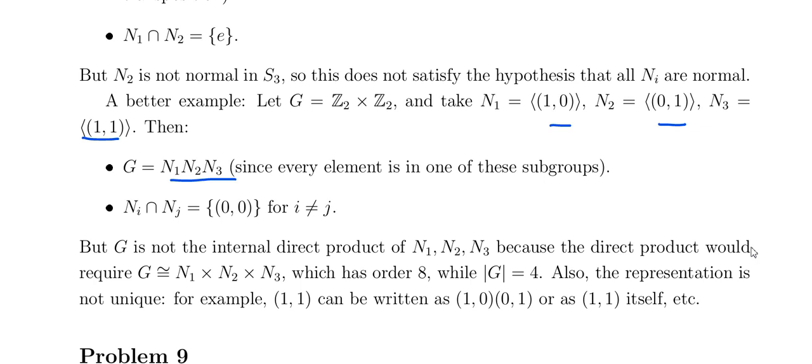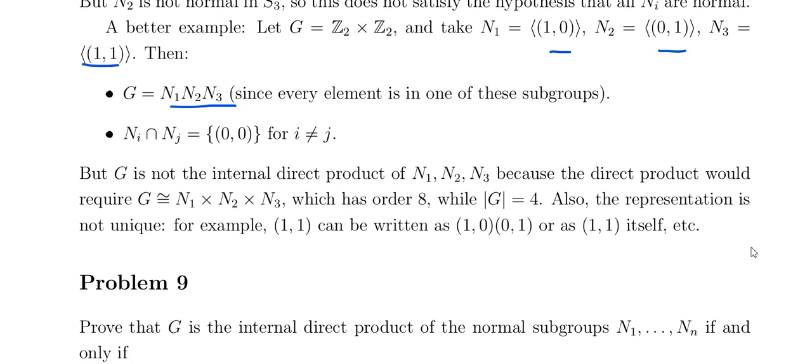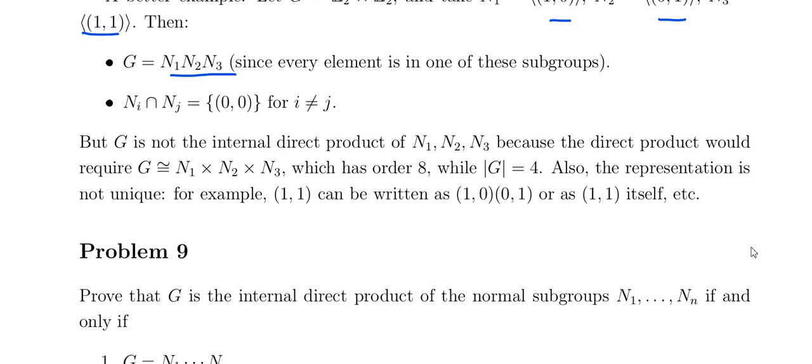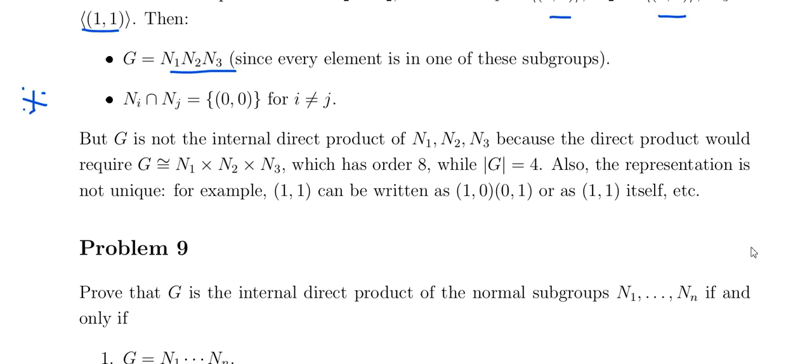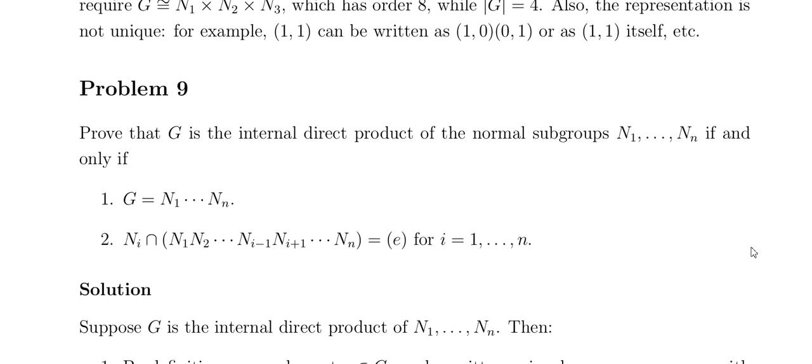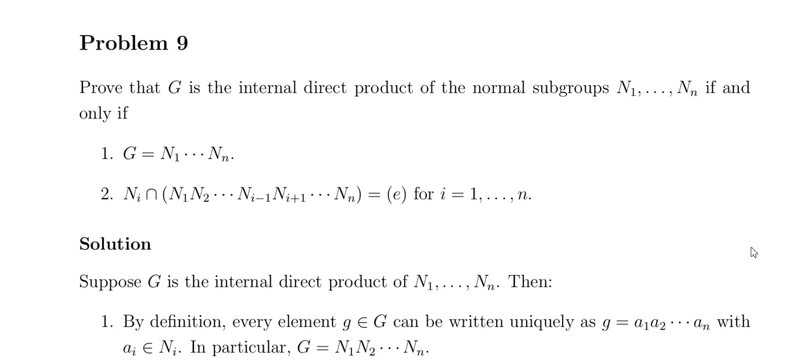Therefore the element (1,1) can be written as (1,0) and (0,1), or (1,1) itself. Okay, this is a good example, I think it will be helpful for CSIR NET. Maybe TRB can also ask something like this, a little complicated.